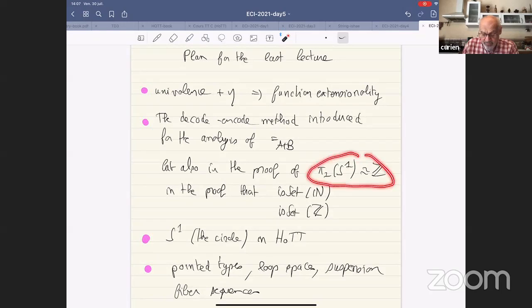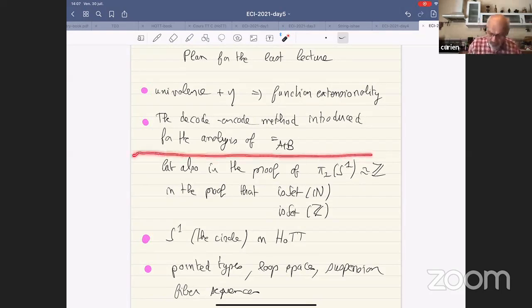In order to prove it, we need some tools. And one of the tools we need is something called the decode-encode method, which I will introduce before. So before speaking about topology, I will still remain in type theory, and I will try to show you the idea of this method and how it works for another problem, which is to characterize the equality in the coproduct type, again in terms of equality in A and equality in B. So it's in the same spirit as what we've done for the sigma types, for example. So we will introduce this decode-encode method. It will be very useful in the proof of this.